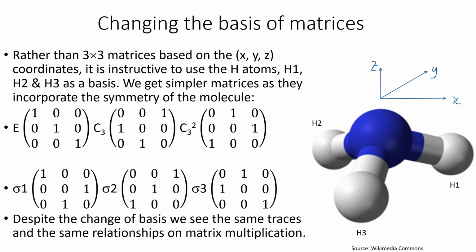And so we can see here that we actually have the same traces on all these matrices. So we still have 3 for the identity matrix. The rotation matrices still have a 0 trace, reflecting the fact that all the atoms move, and the reflection matrices still have a 1 trace, which reflects the fact that just one atom doesn't move.